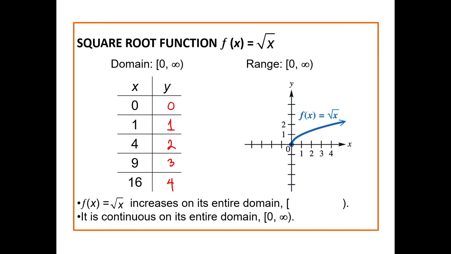The domain is from 0 to infinity. It starts at 0 on the left, and it goes to the right forever. The range starts at 0 and goes up forever, so the range is from 0 to infinity. It increases on its entire domain, or from 0 to infinity. Notice we use a square bracket because it's included in the graph. 0, 0 is included. It is continuous on its entire domain from 0 to infinity.